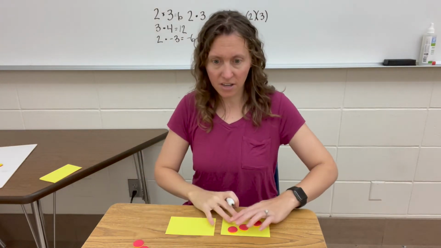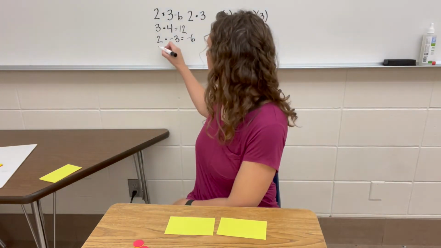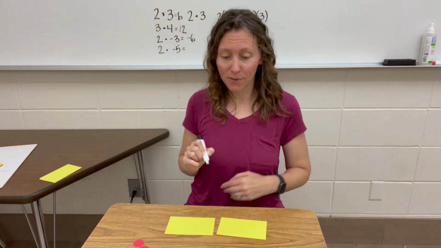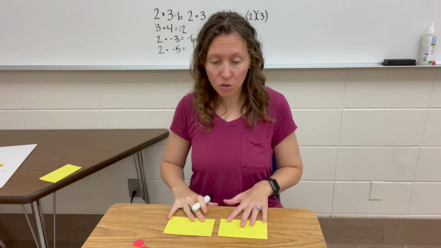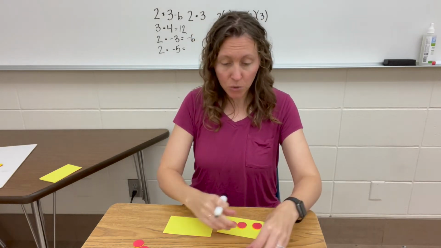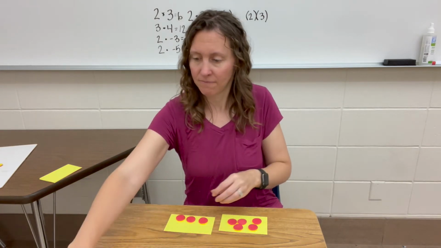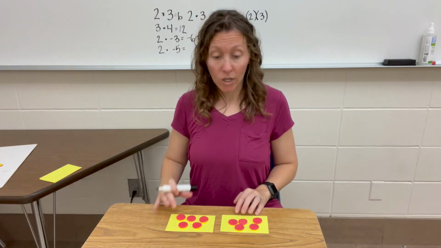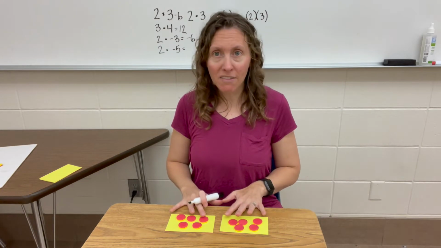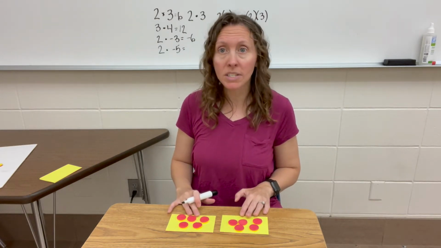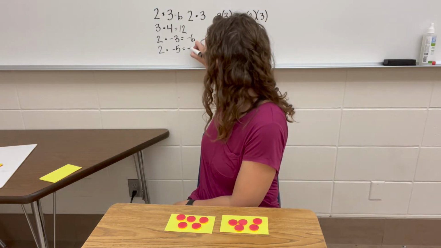All right, let's try another one. Let's do 2 times negative 5. I'm going to use my same 2 groups. This time, I'm going to do 5 negatives in each group. 2 groups, 5 negatives in each group. Altogether, we have 10 reds or 10 negatives. So our answer is negative 10.